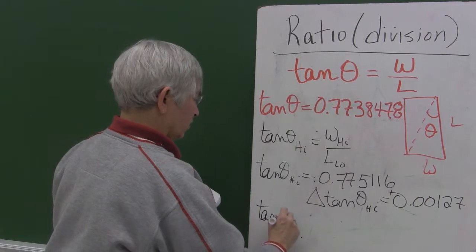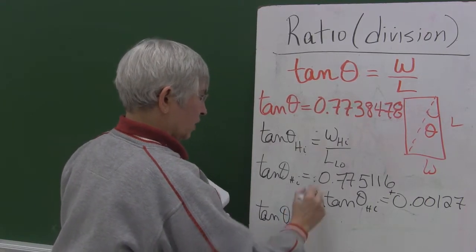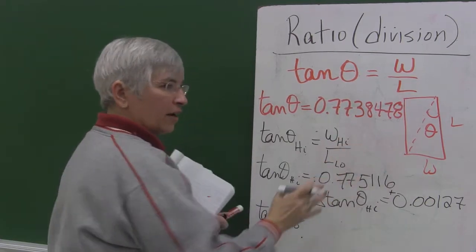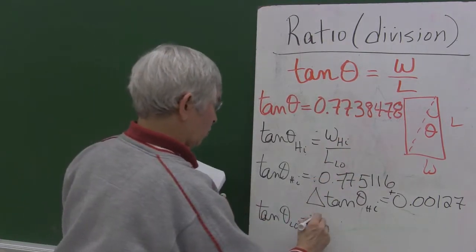Similarly, if I do tangent theta low, this is going to be the lowest value for the width and the highest value, and that should give me the smallest ratio possible.